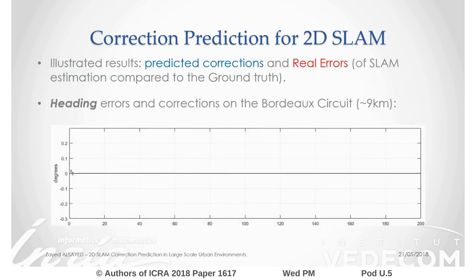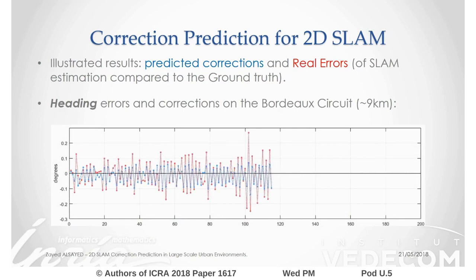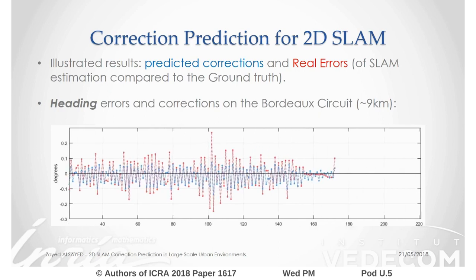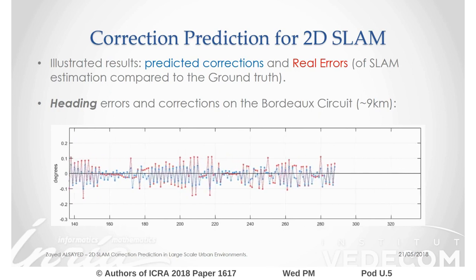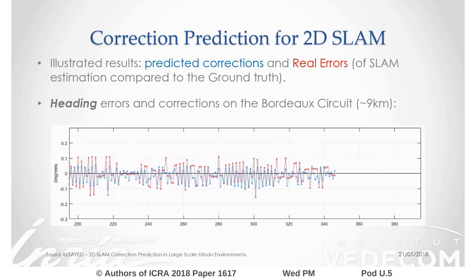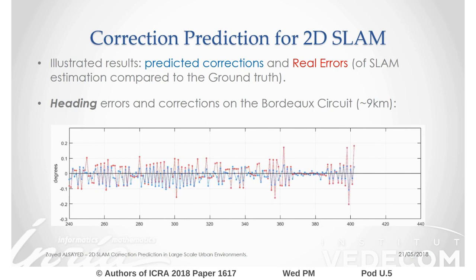On this slide, we show the heading errors and suggested corrections. In red, we can see the real errors of SLAM that are calculated in comparison with the ground truth. In blue, we have the predicted corrections using our approach. Although the sign of real errors and predicted corrections is nearly always the same, the amplitudes of the corrections are not as pronounced as the real error values. Combining the corrections with SLAM results in a 20% reduction in heading errors.